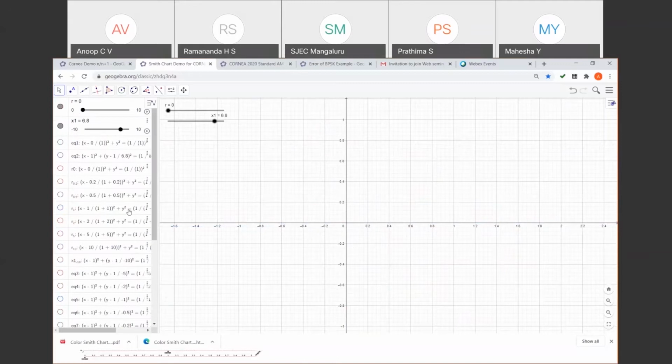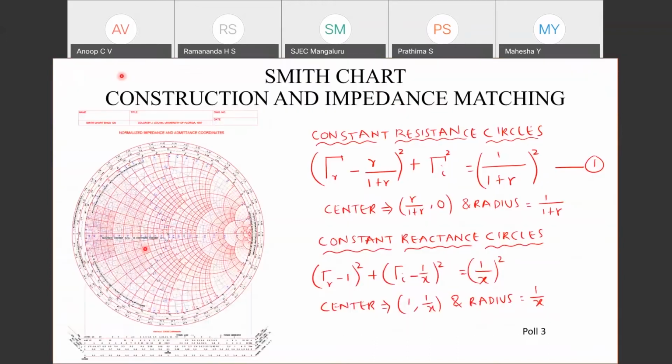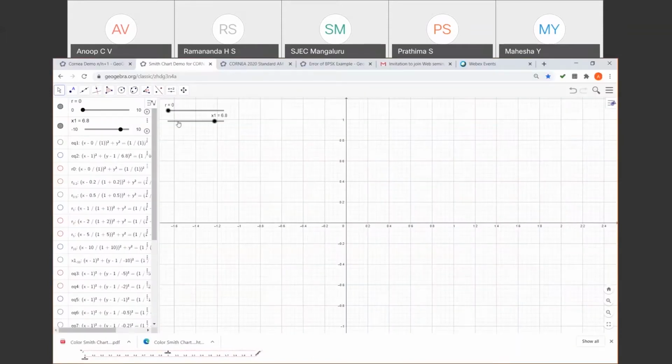What I wanted to do was, I told in the Smith chart we had two sets of concentric circles, as you can see here, right? Constant R circles, which have some radius and center, and they are functions of R. And we have constant reactance circles, which have some radius and center, and are a function of X, right? I just want to show what happens when R changes in constant R circles, and what happens when X changes in constant reactance circles, right?